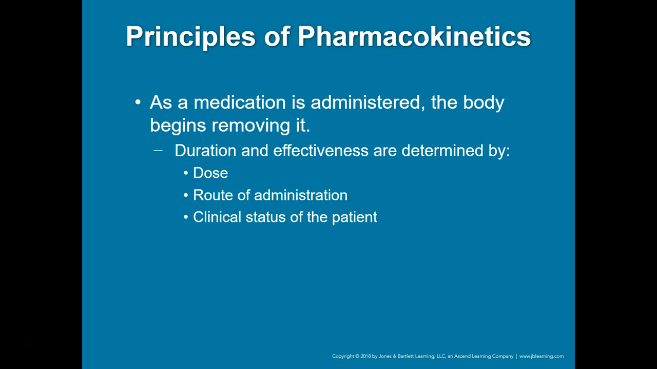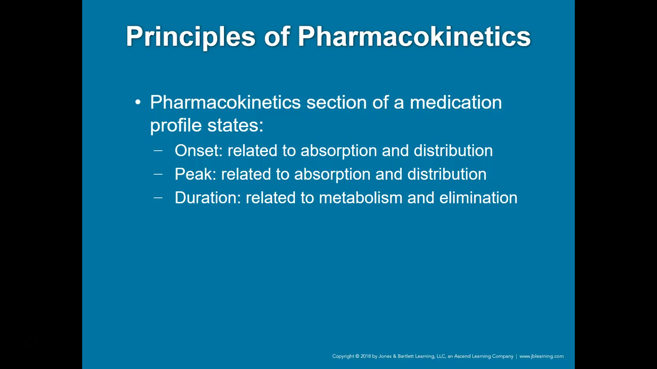Principles of pharmacokinetics. Remember, pharmacokinetics is how your body changes that medication and gets rid of that medication. As a medication is administered, the body begins removing it immediately. Duration and effectiveness are determined by the dose, the route of administration, and the clinical status of the patient. Really sick patients, whose bodies have kind of given up, are not going to be able to remove that medication quite as easily or as quickly. The pharmacokinetics section of a medication profile states the onset, the peak, and the duration. The onset is how long after I give this medicine it is going to start working. When am I going to have my peak effects? And how long is it going to last in the body altogether?